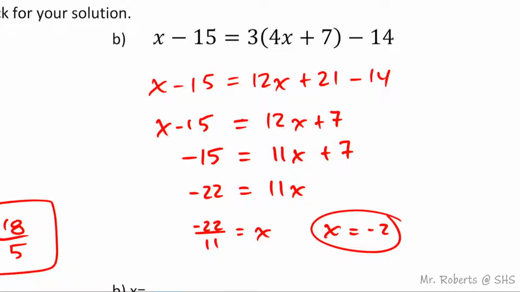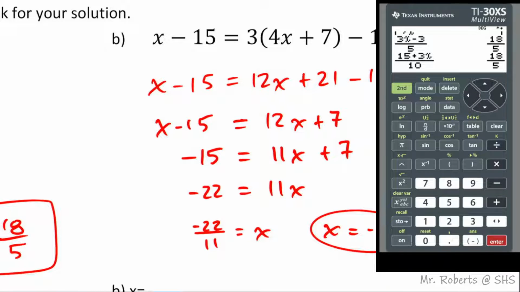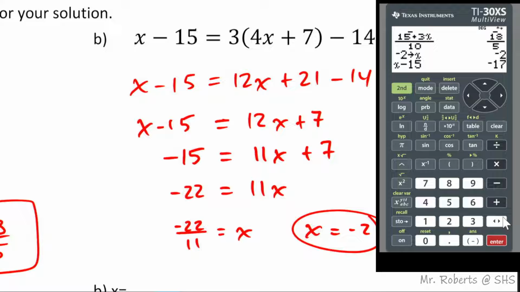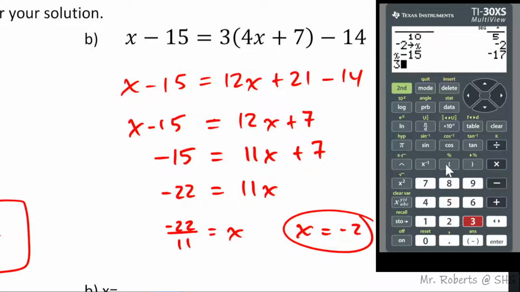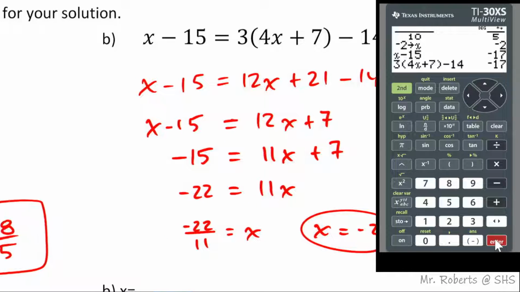Where's that calculator at? There we go. So I'm going to go ahead and store x as negative 2. So here's my negative 2, right? The opposite of 2. Store that in x. Got it. And now let's look at the left-hand side. The left-hand side is x minus 15. Oh my gosh, I could do that. Negative 17. On the other side, you can see I've got 3 times the quantity, 4x plus 7. And then let's decrease that by 14. There we go. And when I enter that, it gives me also negative 17.